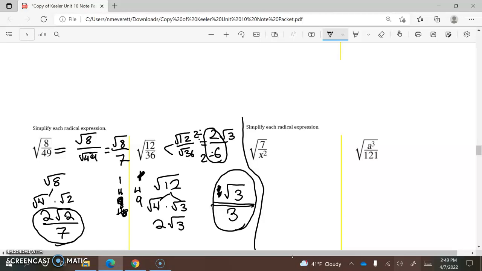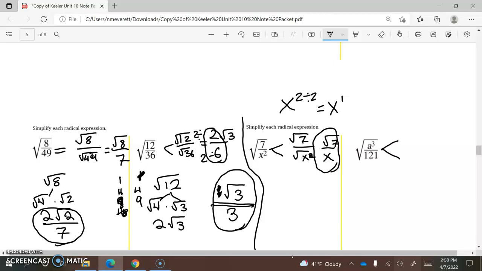We can even do this with variables too. Take this, split it apart: the square root of 7 over the square root of x squared. Remember, when you're doing x squared, it's an even exponent. Take the exponent, divide it by 2. You'll get x to the 1 power. So the square root of x squared is just x. And the square root of 7, well, I can't really simplify it with 4 or 9 or any of those numbers. So that's all I can do with it. There's no numbers on the bottom to simplify it with, so we just leave it like that. The square root of 7 over x, okay?